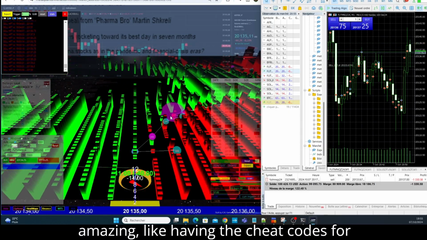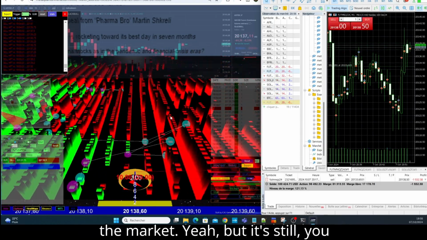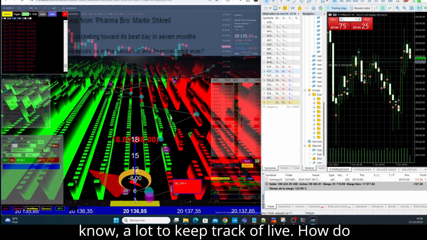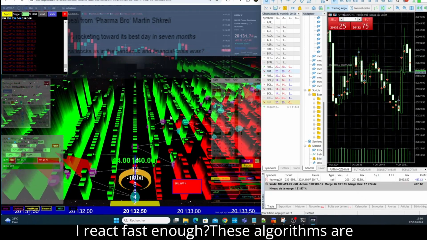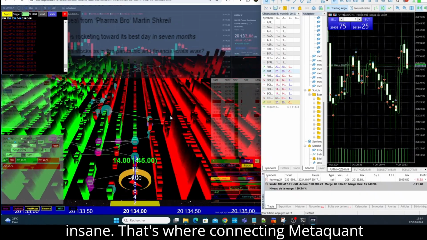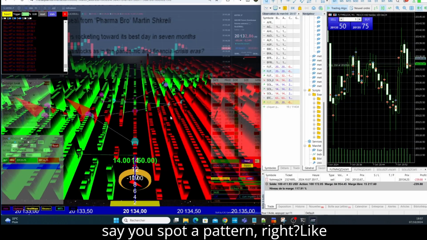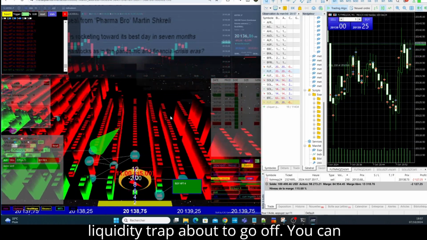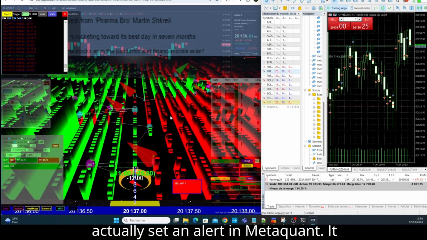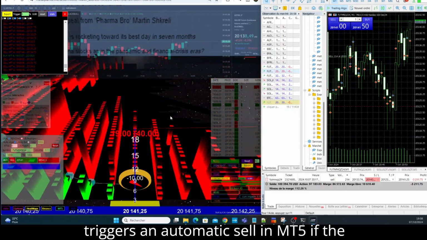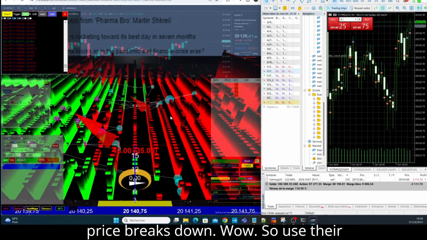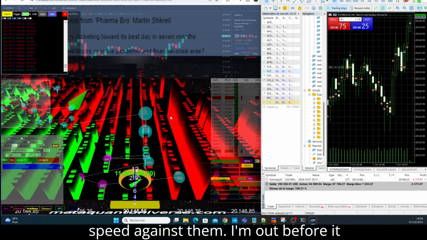This is amazing. Like having the cheat codes for the market. Yeah. But it's still a lot to keep track of live. How do I react fast enough? These algorithms are insane. That's where connecting MetaQuant to something like MT5 is big. Okay. Let's say you spot a pattern, right? Like a liquidity trap about to go off. You can actually set an alert in MetaQuant, it triggers an automatic sell in MT5 if the price breaks down. Wow. So use their speed against them. I'm out before it crashes.